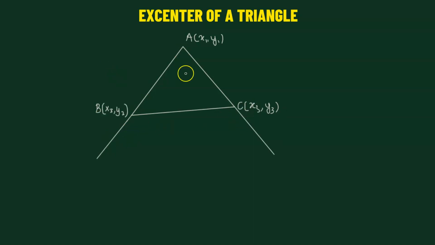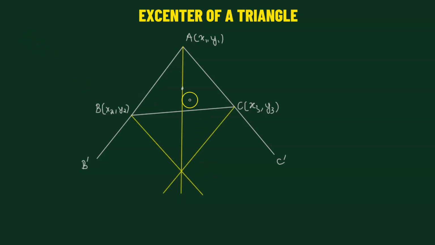So let's do that. Here we have extended the side AB of the triangle. Let's say AB gets extended to B prime and AC is extended to C prime. Now we are going to bisect the angle A, angle B and angle C, and there is going to be a common point where these three angle bisectors intersect. As we can observe here, the three angle bisectors meet at a common point, and that's going to be defined as the excenter of the triangle. We can see here that the excenter lies outside the triangle.